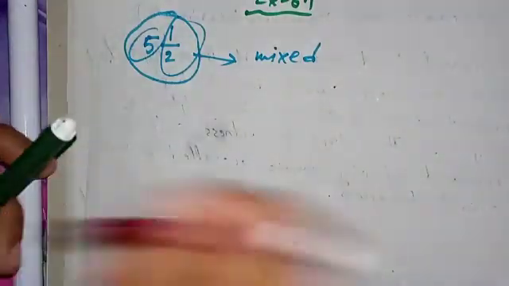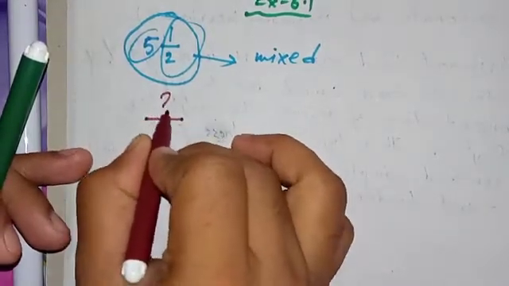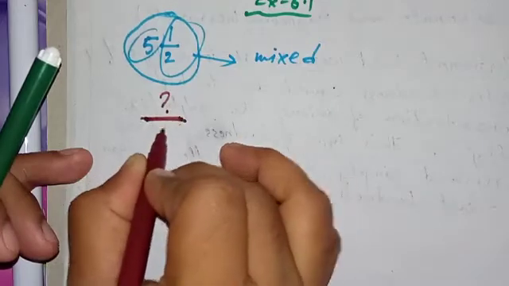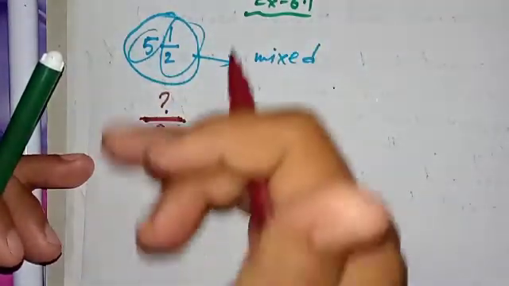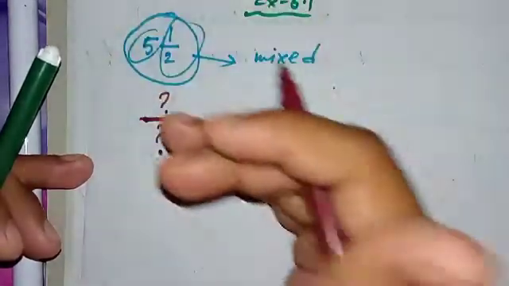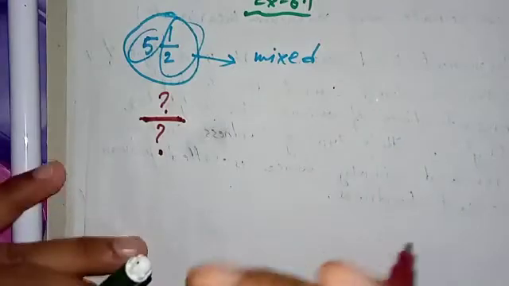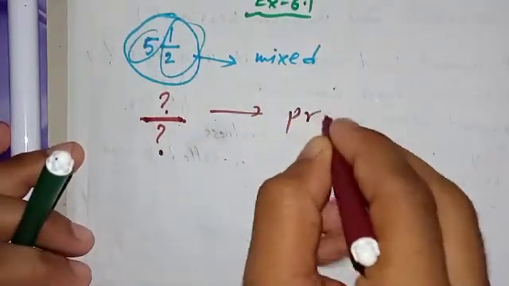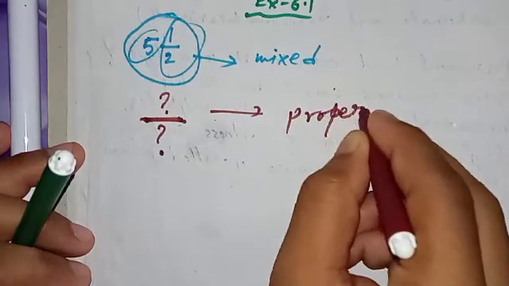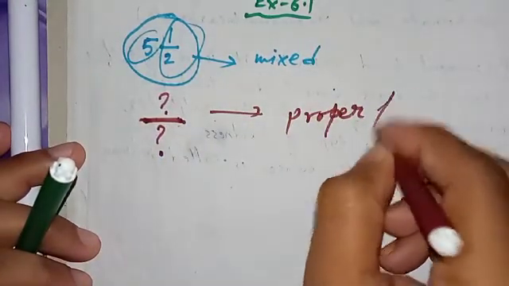Similarly, the numerator is the number which is written above the fraction bar or the division bar, and the denominator is the number which is written downwards. Simple. Numerator written above, up; denominator written down, that's denominator downwards. Okay, so proper fraction. How does a fraction qualify to be a proper fraction?